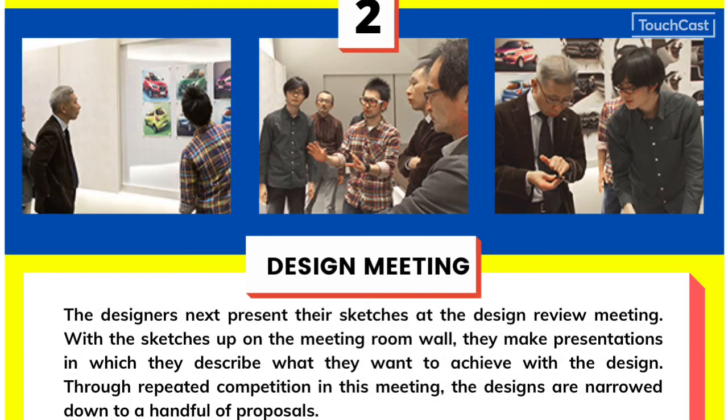The second step is design meeting. The designers next present their sketches at the design review meeting. With the sketches up on the meeting room wall, they make presentations in which they describe what they want to achieve with the design. Through repeated competition in this meeting, the designs are narrowed down to a handful of proposals.